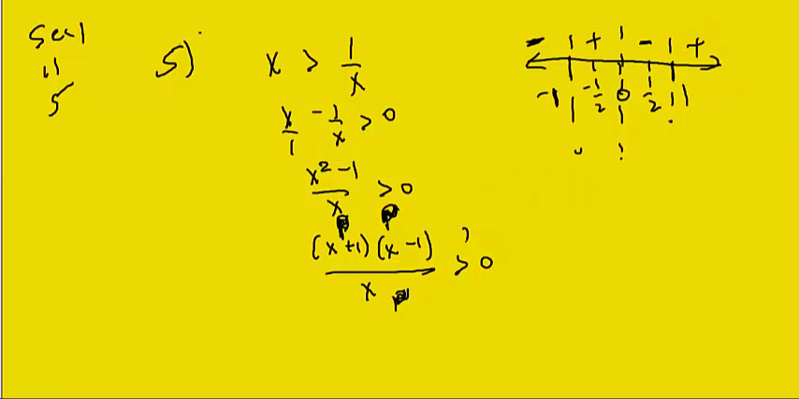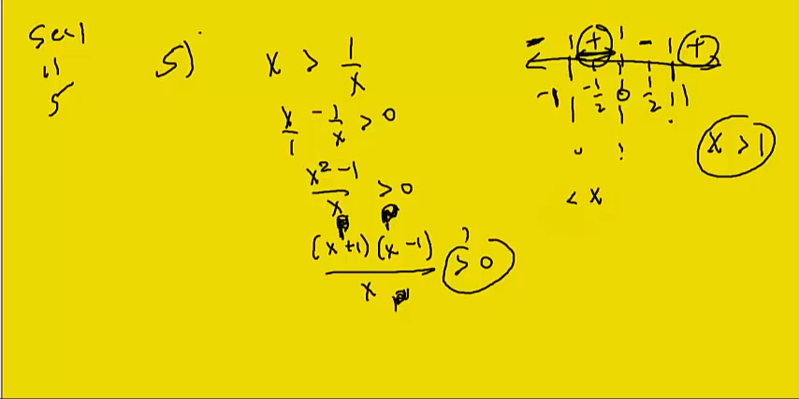The question is, where is this thing greater than 0? It's greater than 0 there, and it's greater than 0 there. This is x is greater than 1. That's one of my solutions. Here I have to be careful: x is greater than or equal to -1 and less than 0, because you can never include 0, since 0 is coming from the bottom. And that's your solution.